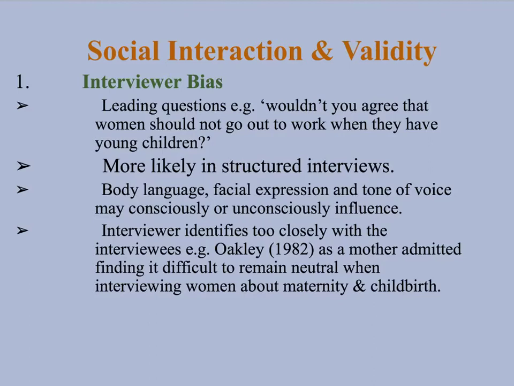There's also a problem with the interviewer identifying too closely with the interviewees. Now Oakley, who we've covered, said that she found it very difficult to remain neutral when interviewing women about maternity and childbirth without letting her own opinions and views influence what she was interpreting from her research. Now, positivists would be critical of that, because they would say she'd be allowing her own views or bias to affect the outcome, so therefore her research was not objective.